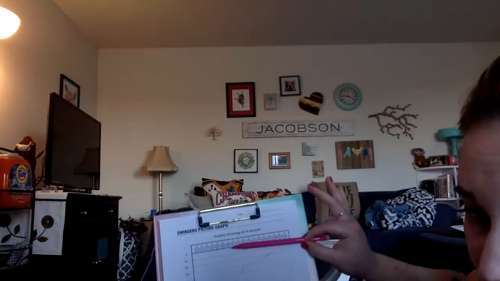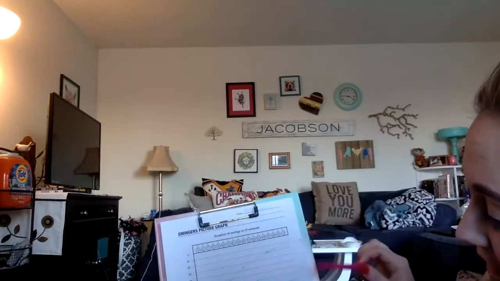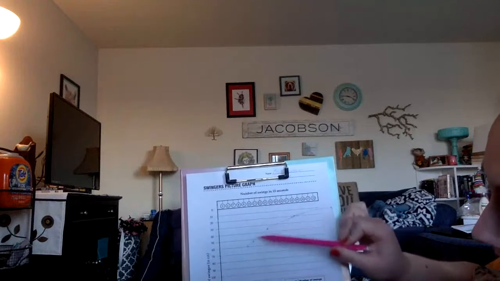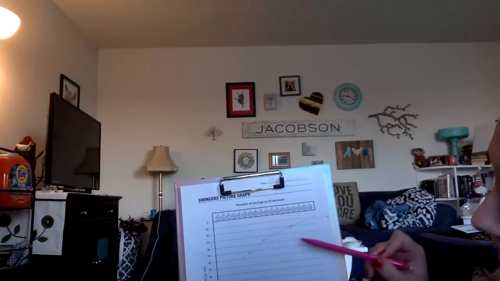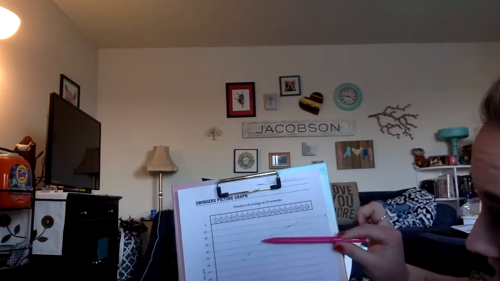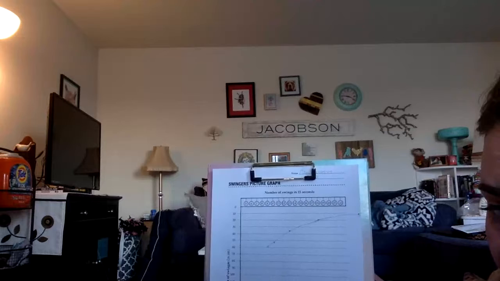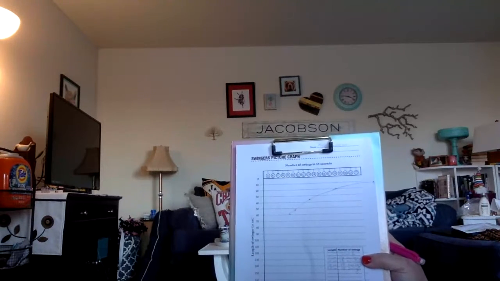Notice how as my string length gets longer, my number of swings decreases. Let's see if that holds true for the last one. For our last pendulum of 52 centimeters string length, we had 10 swings. So as we can see, we have a decrease in number of swings as we have an increase in string length. I hope you saw that yesterday as you were looking at this data. Now that's for trial 1.